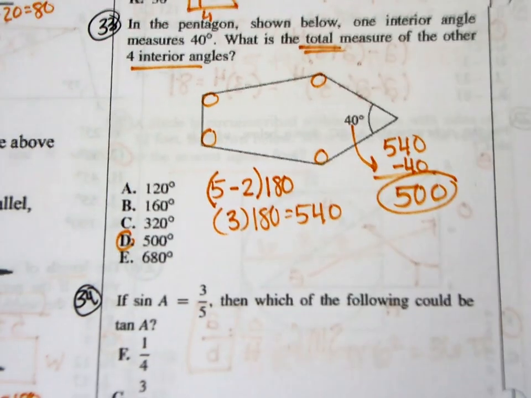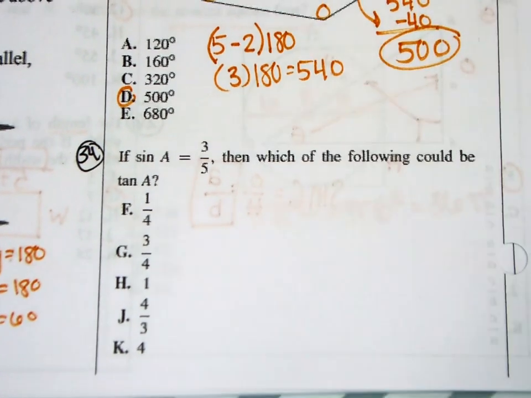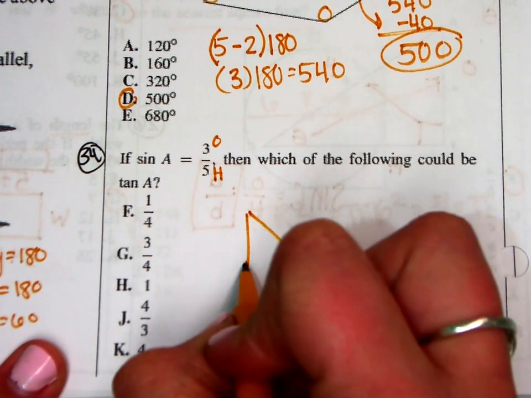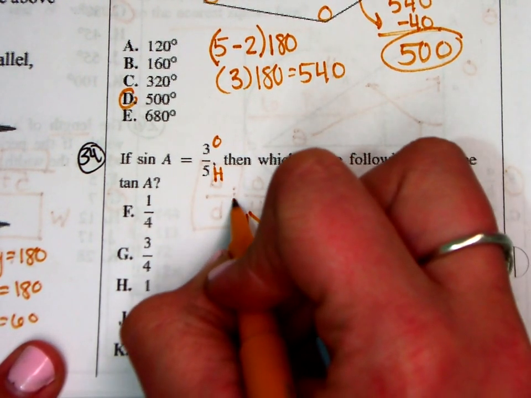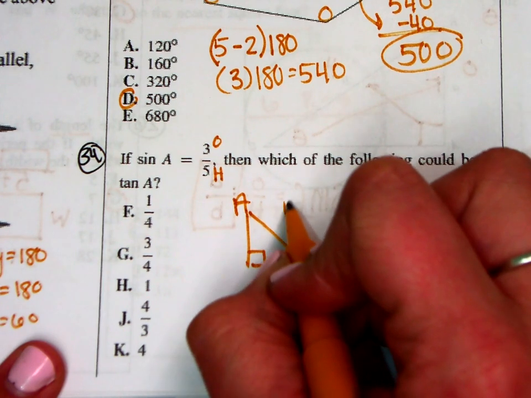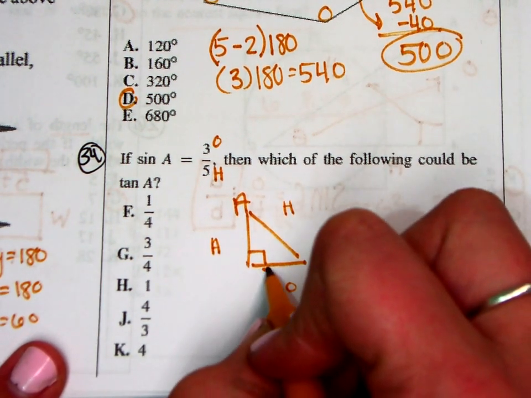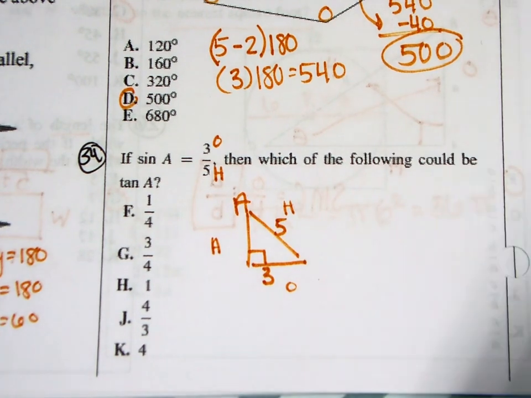All right, number 34, the very last one. If sine of A is 3 over 5, what is tangent of A? So sine is opposite over hypotenuse. I'm going to draw a picture. I'm going to put A up here, making this hypotenuse. This side would be opposite. This would be adjacent. So opposite is 3, hypotenuse is 5.